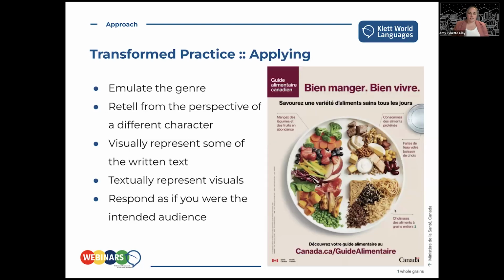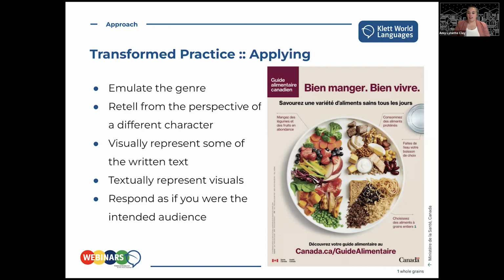So some things that we might do in a transformed practice or applying phase are emulating the genre, retelling from the perspective of a different character if we're working with a narrative format, visually representing text or textually representing visuals, or maybe responding as if you were the intended audience.